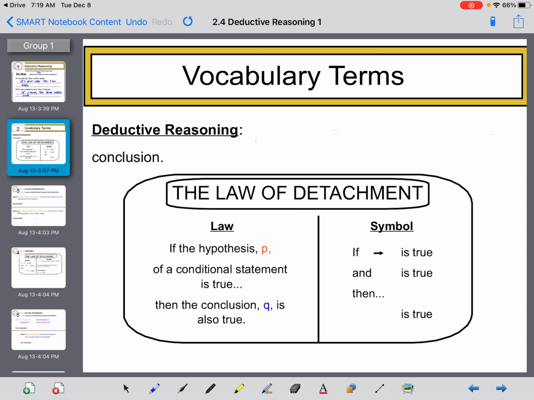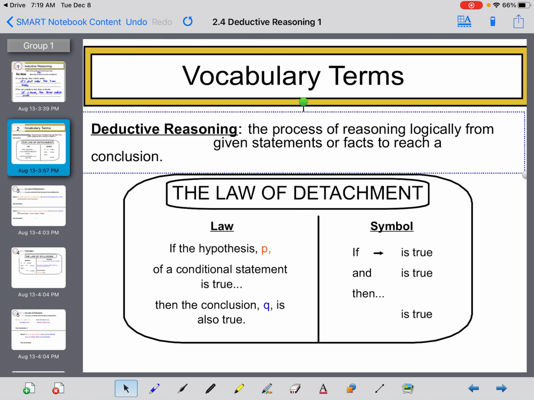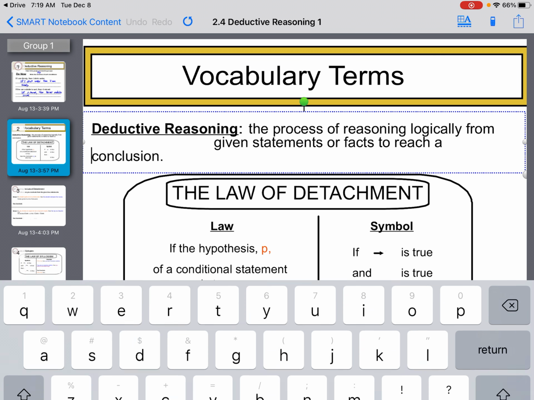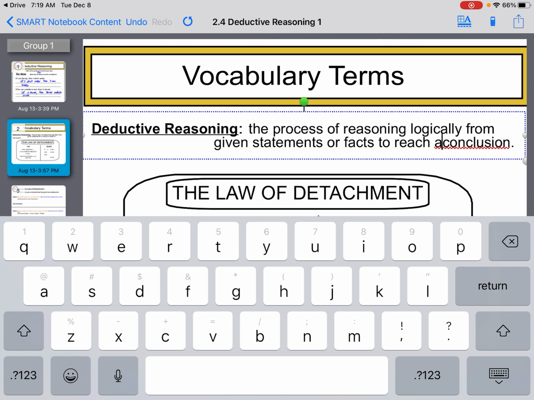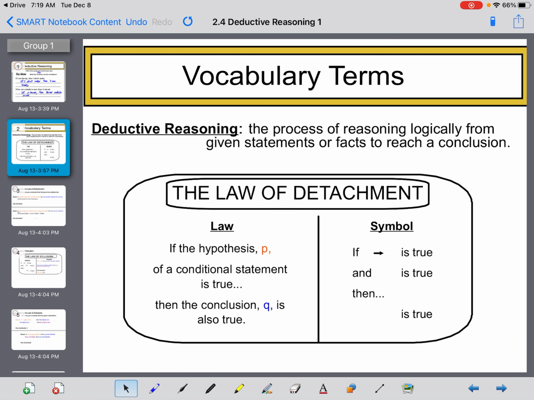Okay. Today we're going to be using deductive reasoning. And deductive reasoning is the process of reasoning logically from given statements or facts to reach a conclusion. I'm not sure why conclusion's all the way over here. Let's see if I can fix that up for us. Okay, the process of reasoning logically from given statements or facts to reach a conclusion.